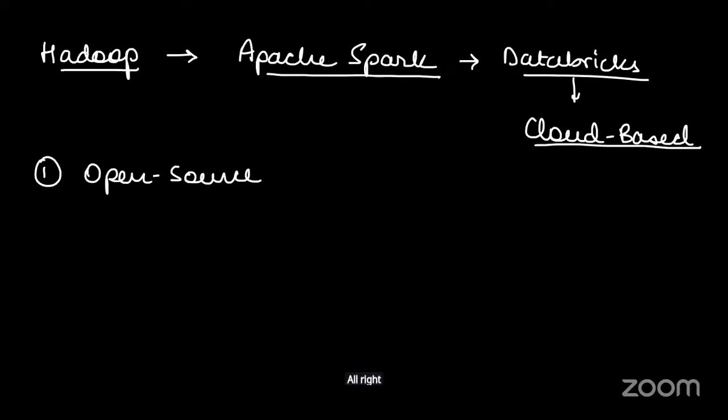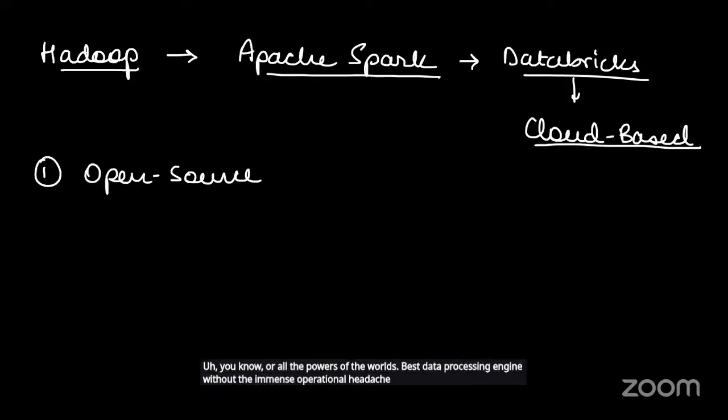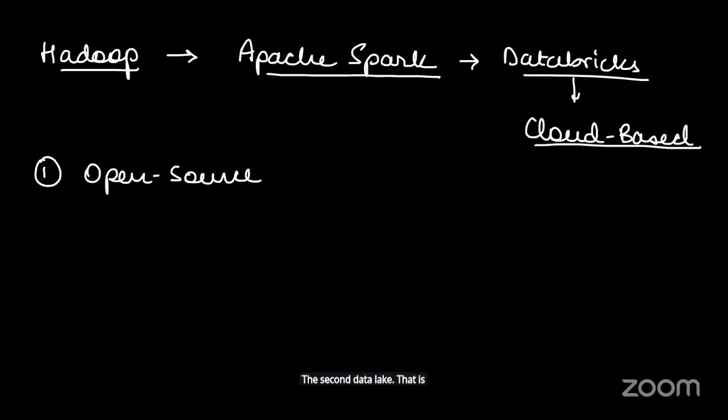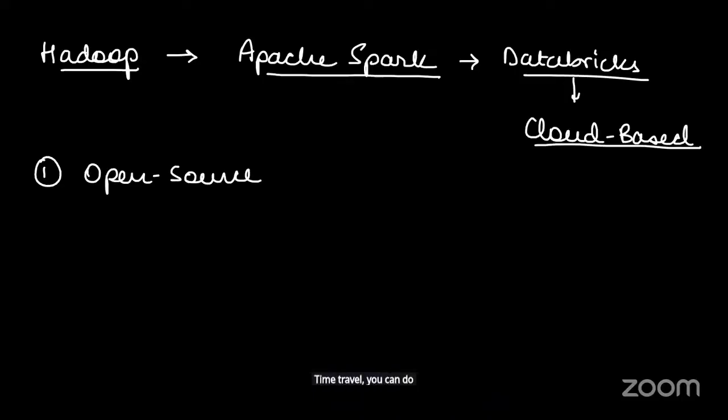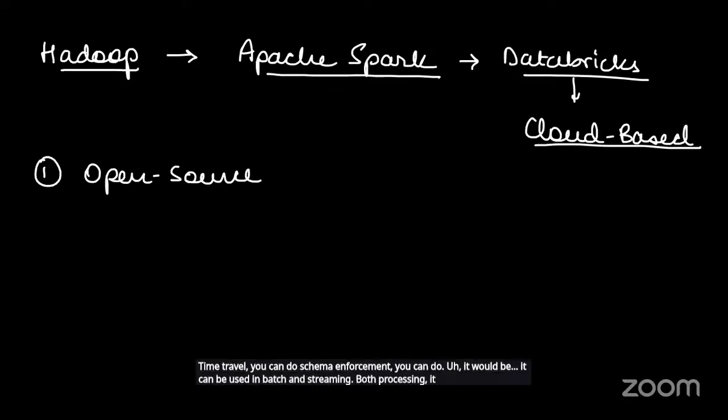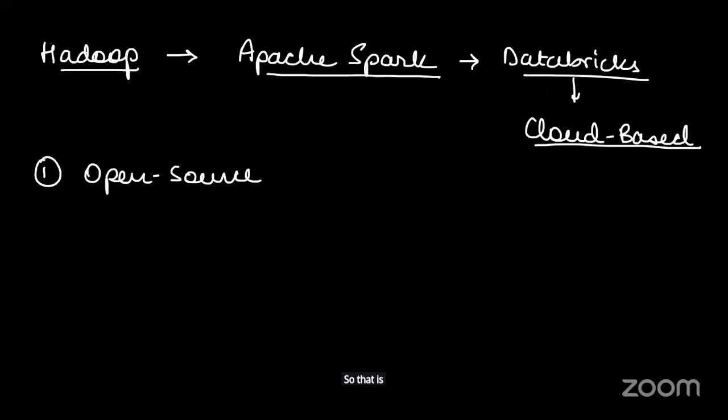Users get all the power of the world's best data processing engine without the immense operational headache of managing and tuning the Spark cluster. The second is Delta Lake, which is again a secret sauce of my lakehouse platform. Delta Lake is very important. It implements ACID transactions and time travel. You can do schema enforcement. It can be used for both batch and streaming processing. So those are the open source tools.